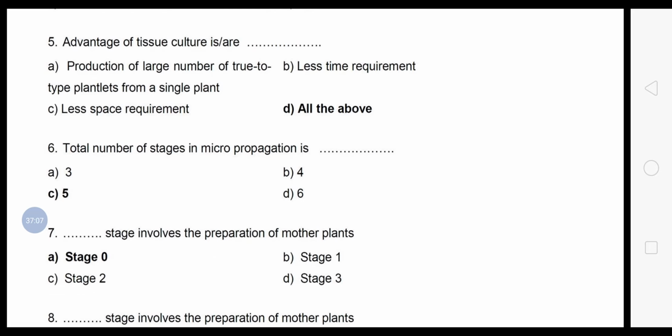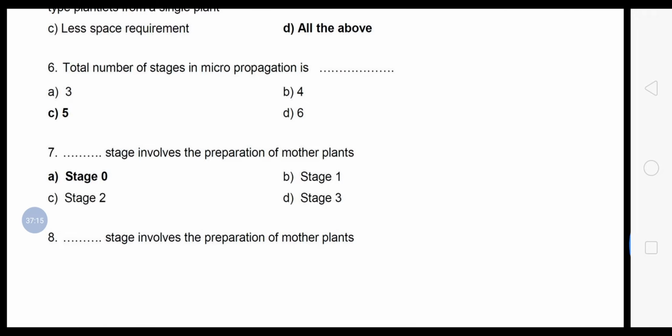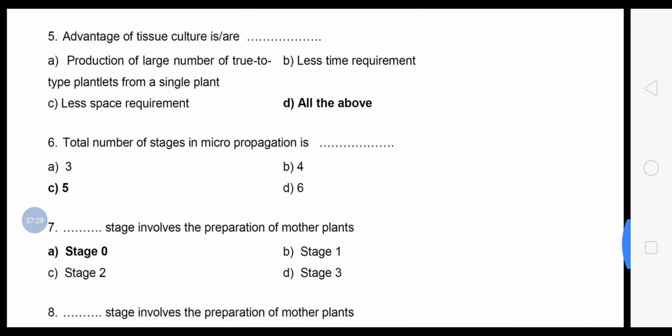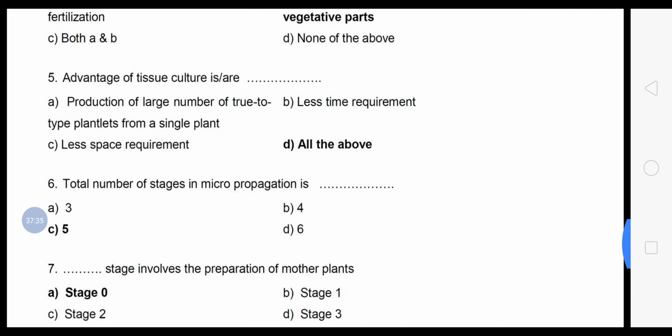Advantage of tissue culture: production of large number of true to type plantlets from a single plant, less time requirement, less space requirement. Whenever we do it in greenhouse conditions or a controlled environment, we can increase the number of seasons. It is not entirely dependent on the environment but on the controlled condition and controlled supplement of nutrients as well as water, we can adjust the growth periods also and multiply on a large scale.